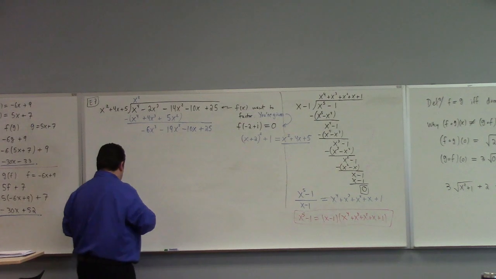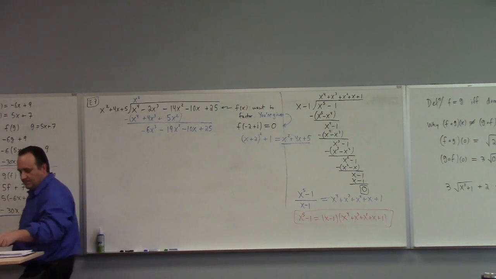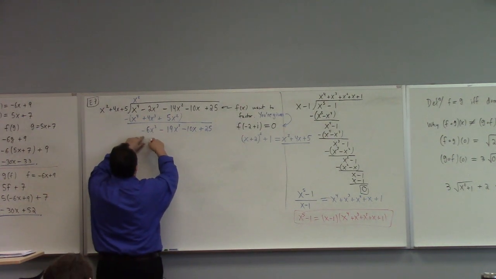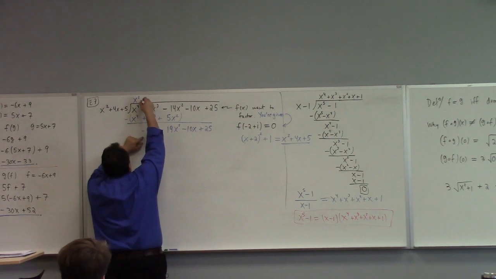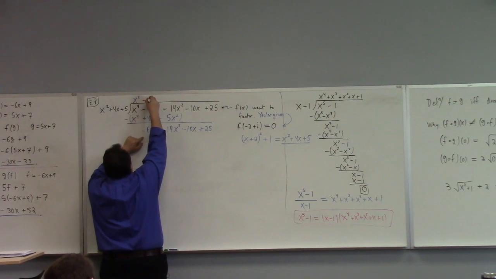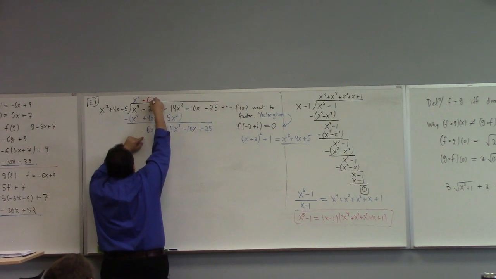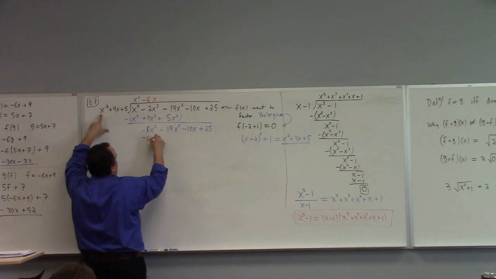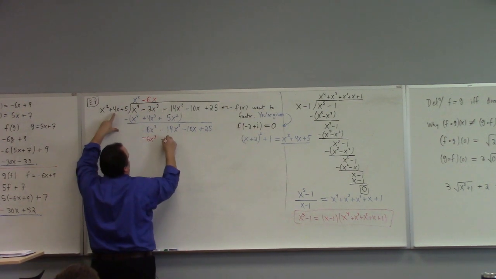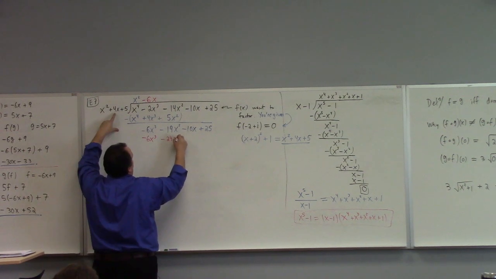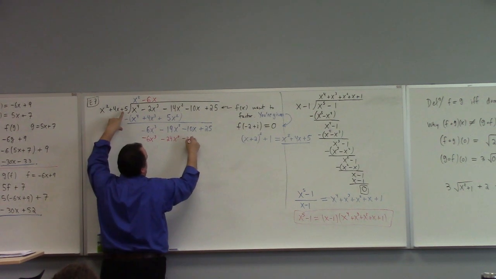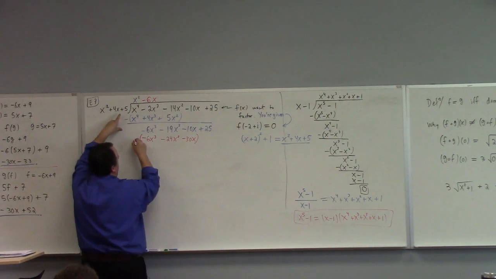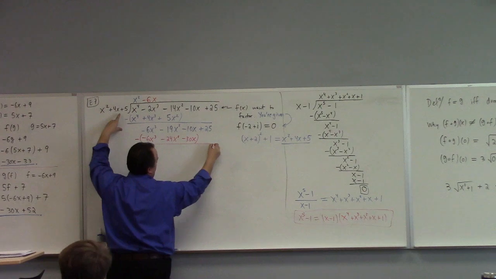So, all right, what's up next? To get this one, minus 6x. Because minus 6x times x squared gives me minus 6x cubed. And then minus 24x squared minus 30x. I put some parentheses to remind myself I'm subtracting all those things. All right?